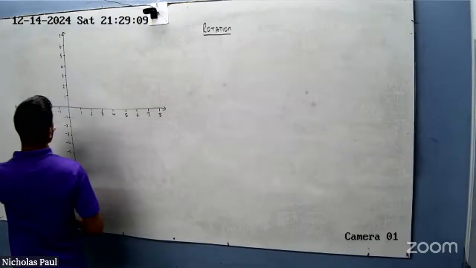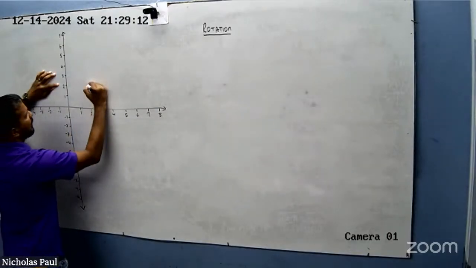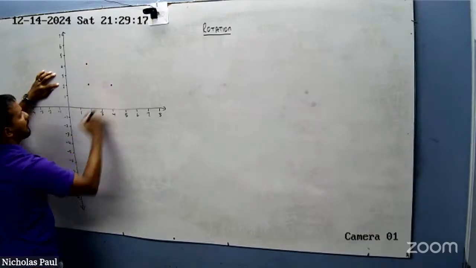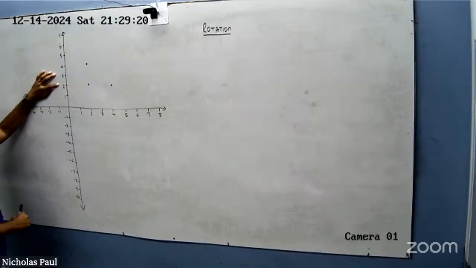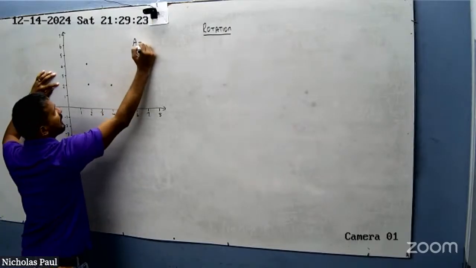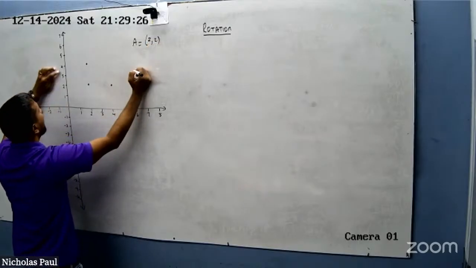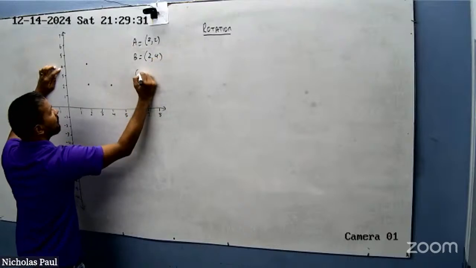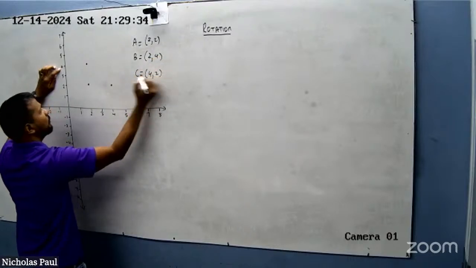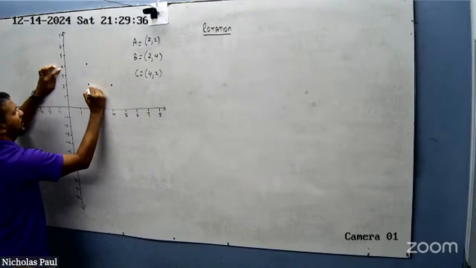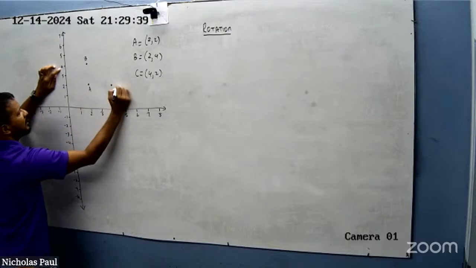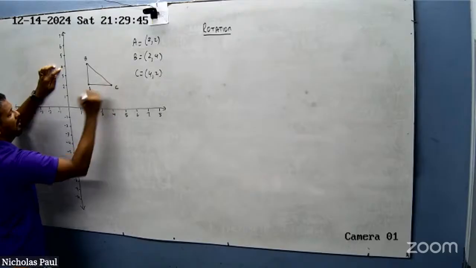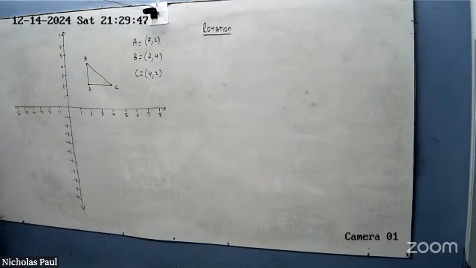So do me a favor, let's plot this little triangle here. Right? Let's plot this triangle. A is 2, 2. Right? B is 2, 4. And C is 4, 2. Right? So plot that for me, please. Plot A, B, C. Plot that, please.